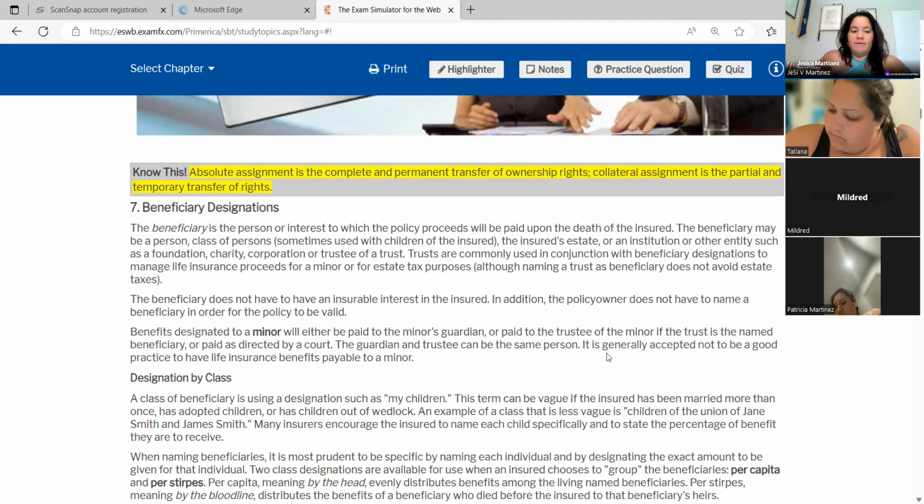Beneficiary designations. The beneficiary is a person or interest to which the policy proceeds will be paid upon the death of the insured. So it can be a person, a class of persons, trusts, things like that. The proceeds are completely tax-free for the person, and it cannot be a minor. If you leave your policy to a minor, it becomes an estate and the kids can't touch it until they're older. So it becomes like frozen money, basically.